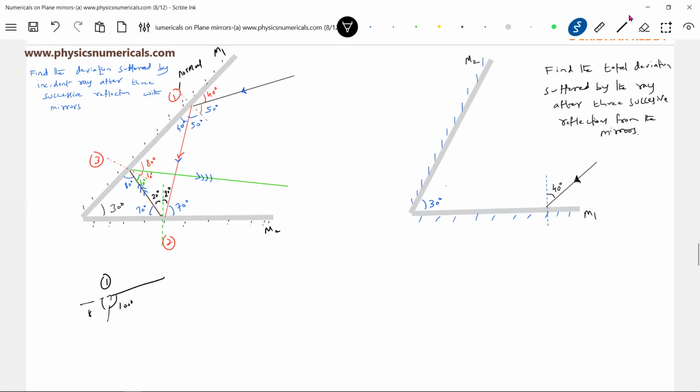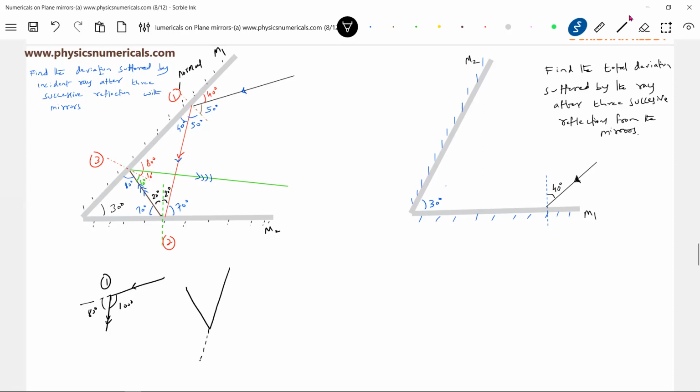So what will this angle be? 80 degrees. So how much did it get deviated? 180 minus 80, 100 degrees. So what is the direction? It should be anti-clockwise. Similarly, come to ray 2. At reflection 2, the ray wanted to go straight. Then finally it got deviated here. So what is the deviation?